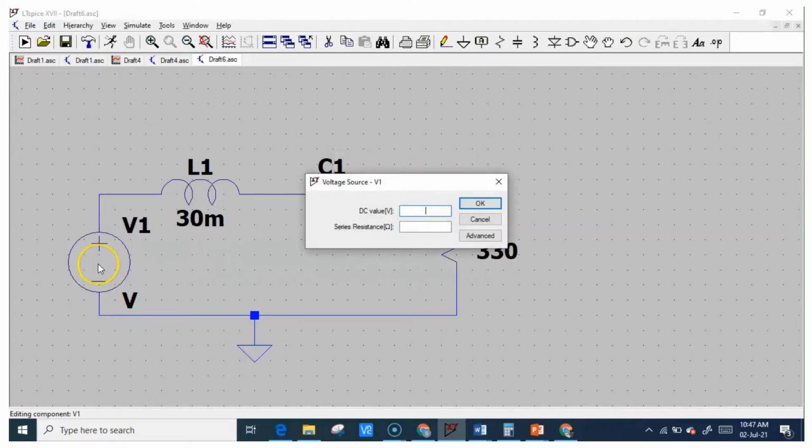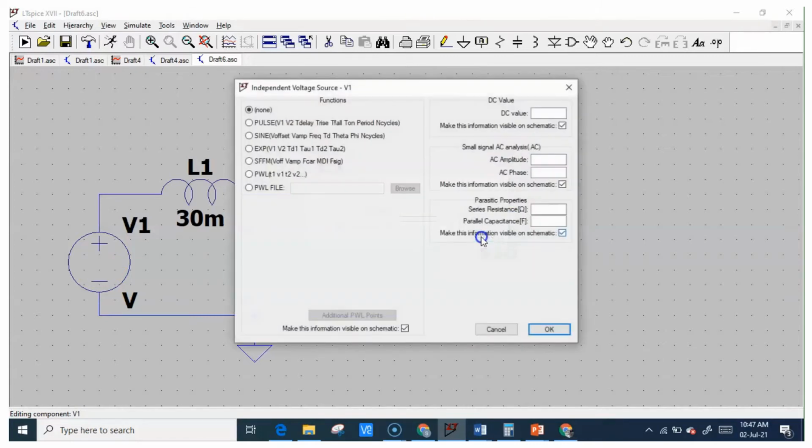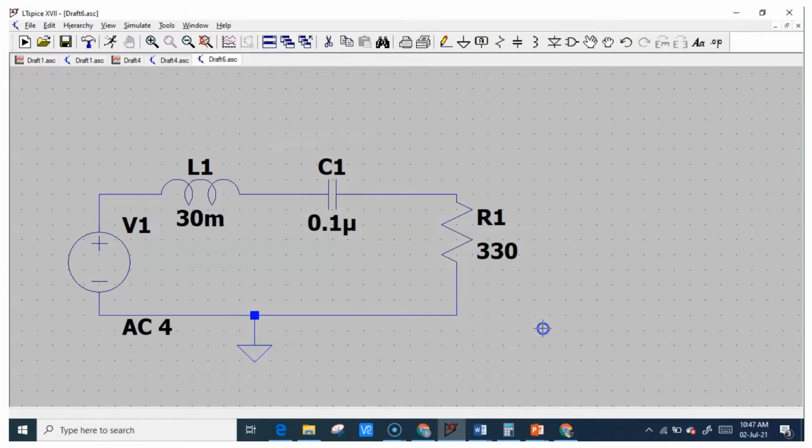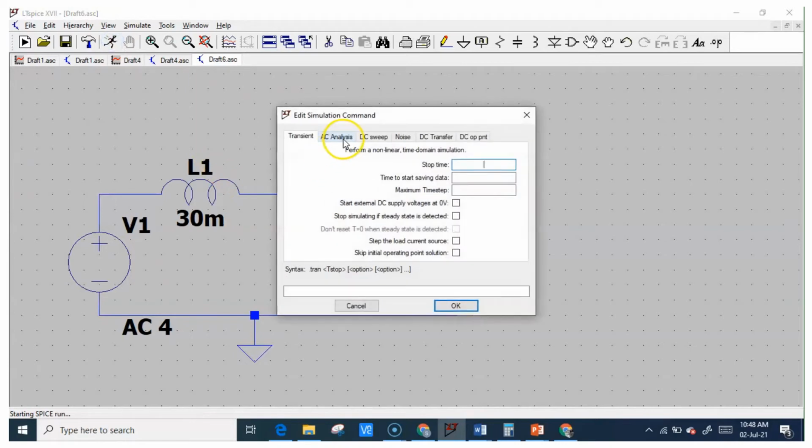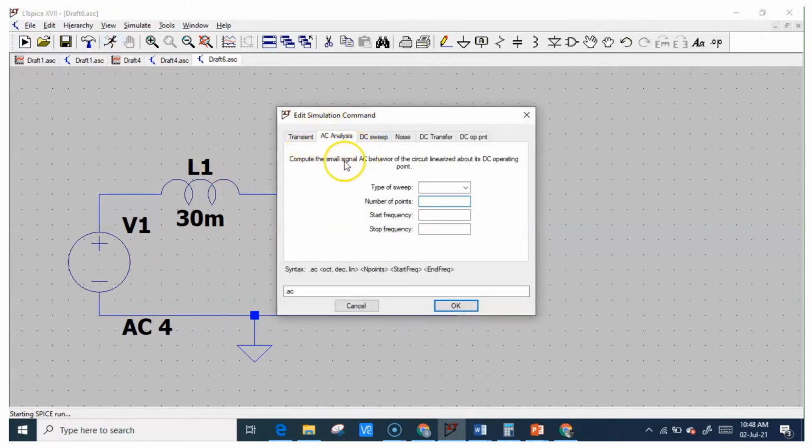So here the voltage is 4 peak to peak, that is AC. Here in AC amplitude we are going to give 4 and phase is 0, so no need to give. So now we are going to run the circuit. What we are going to do? We are going to do the AC analysis.